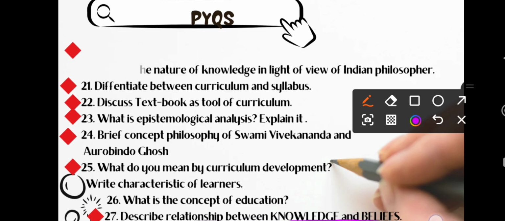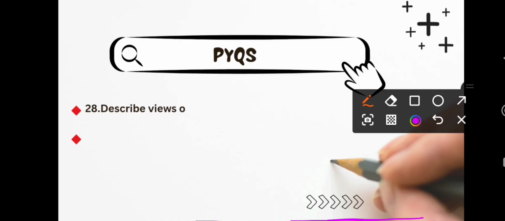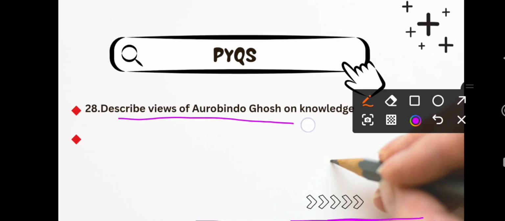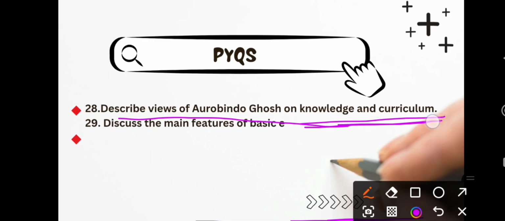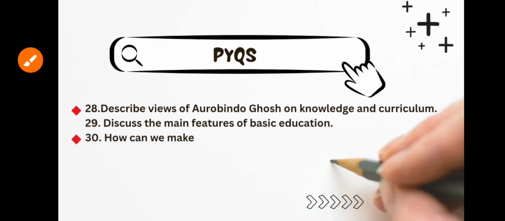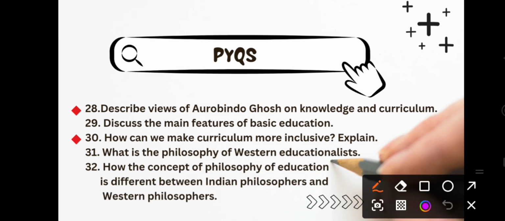Moving toward the next question, question number 28, describe views of Aurobindo Ghosh on knowledge and curriculum. So the same question, that is the educational philosophy of Aurobindo Ghosh. Question number 29, discuss the main features of basic education. So same question as earlier.